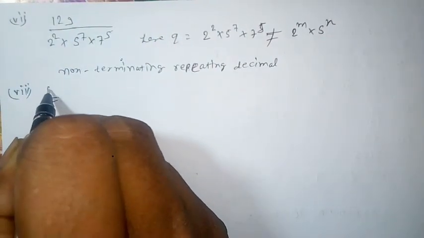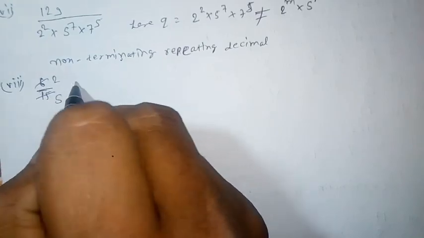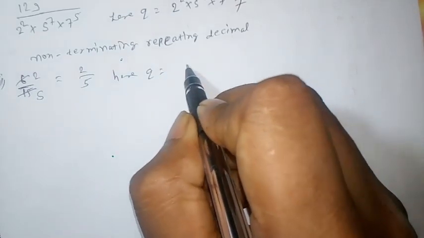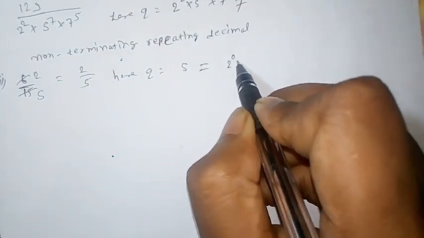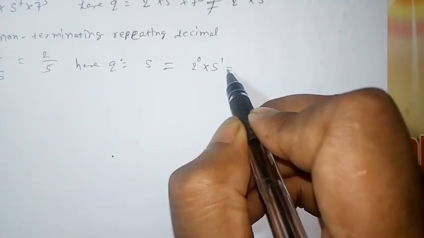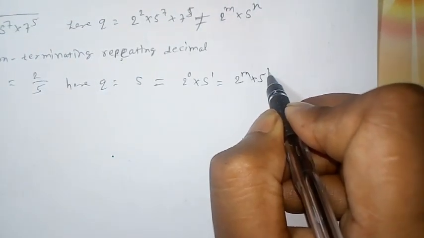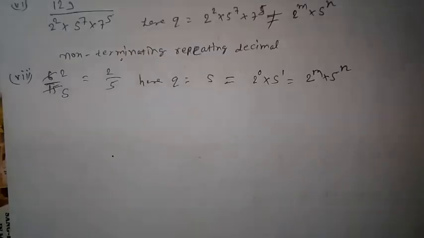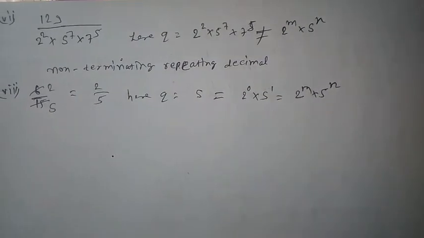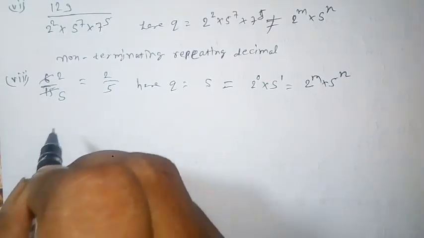6 by 15. The HCF of 6 and 15 is 3. 3 2 are 6, 3 5 are 15. It is equal to 2 by 5. Here Q is equal to 5, which is 2 to the power 0 into 5 to the power 1, in the form 2 to the power m into 5 to the power n. So this is also a terminating decimal.